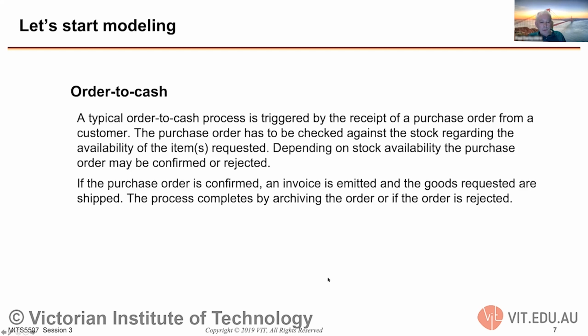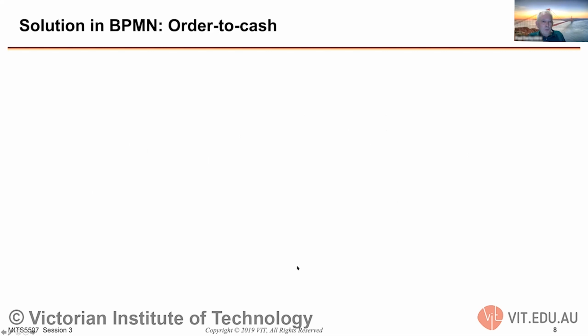Okay, let's have a quick look at an answer to that. So don't forget, it's triggered with the receipt of a purchase order, and it ends when the order is either fulfilled or rejected. So the whole business process begins when a purchase order is received. Therefore, we begin with the start event. Then we check stock availability. We receive a purchase order, we check the stock availability.